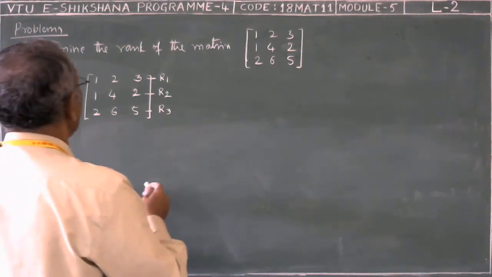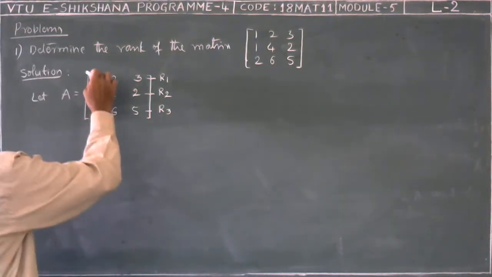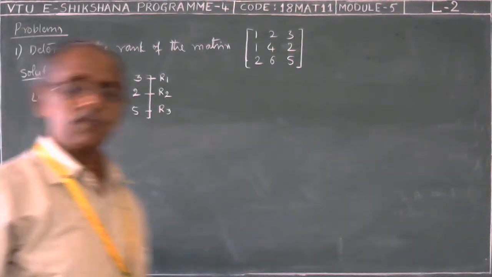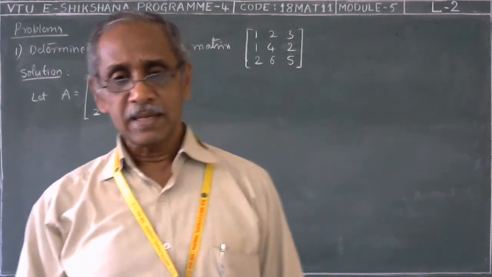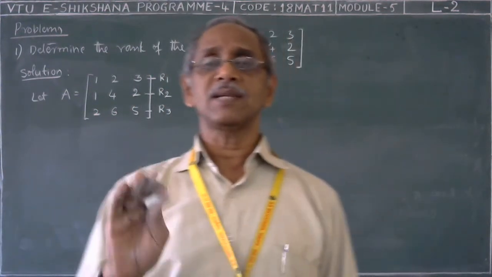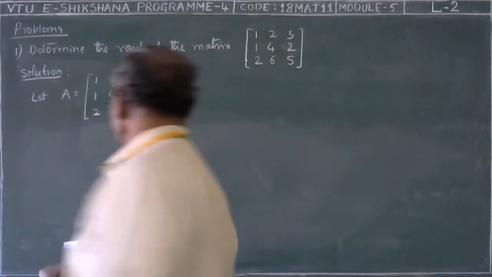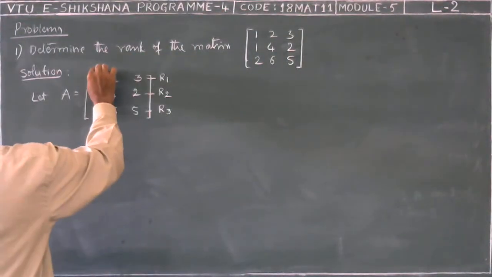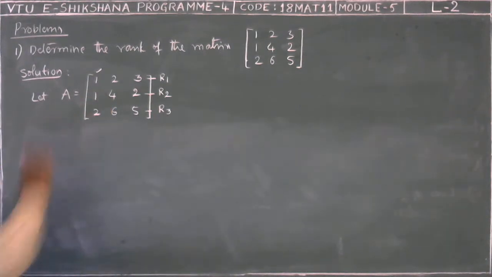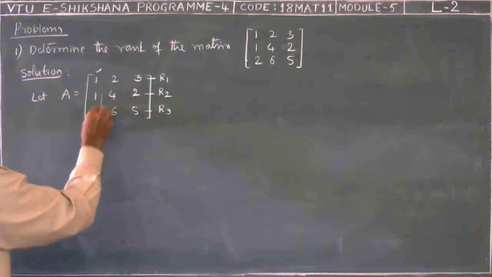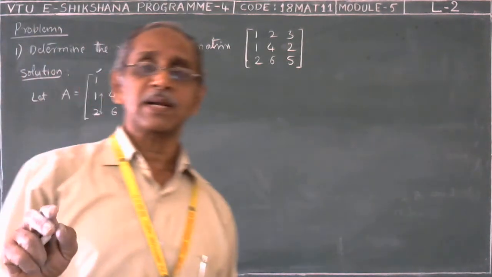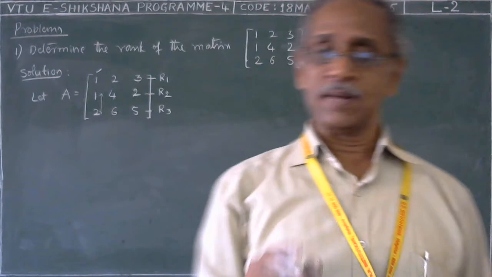Now, there is always an advantage in having one in the first row and first column. Even if it is not there, no worry, we can always reduce the other elements to zeros using that element itself. So now, using this leading entry, this one, I have to make these two entries zero, using only the elementary row transformations.